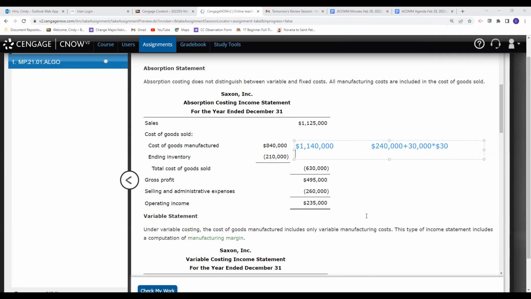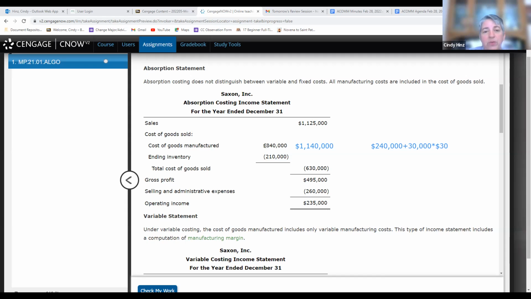Okay. I was still just thinking that we were adding to it instead of replacing the whole thing. Well, you can think of it either way. You can take the $840,000 and then just add 10,000 more units at $30 each. Mathematically, that's more efficient, but we're really doing the same thing. Okay.